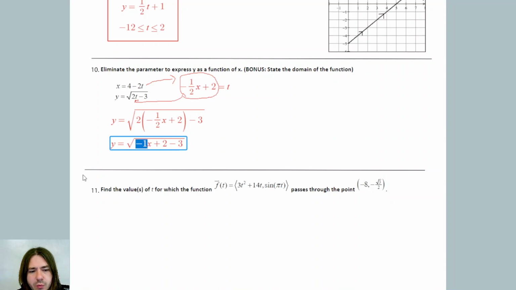And so you don't really need the 1 here, but I'll just leave it there temporarily. And then 2 times 2 is 4, and 4 minus 3 is 1. So we get the square root of negative x plus 1. And we want the domain of this function.